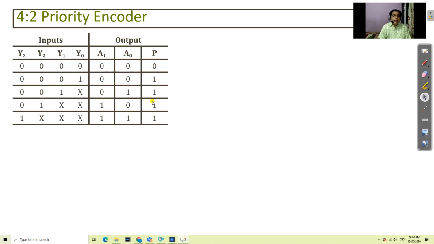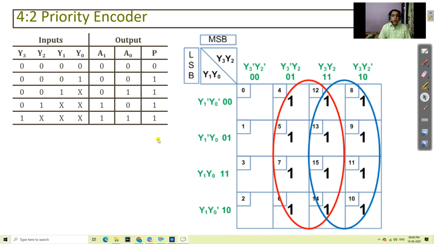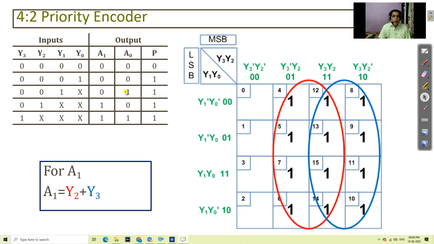So I expect this is the output. Okay, so I will write down the first K-map for A1. A1 will be present when the input is 1 0 0, 1 0 1, 1 1 0, and 1 1 1. So I am writing for this.